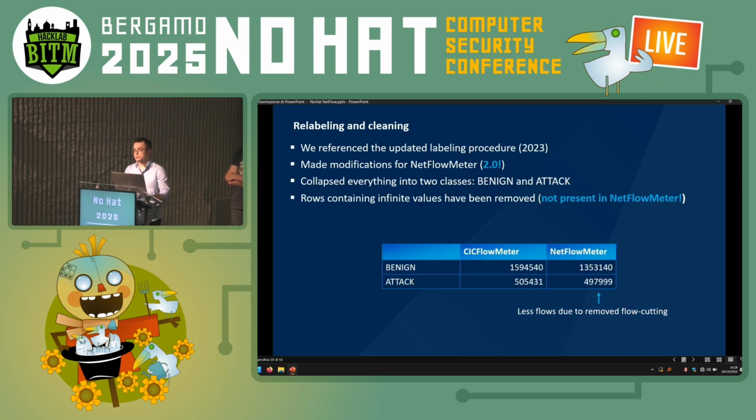So for our purposes, we relabeled the data, and to do so, we referenced the updated labeling procedure from 2023. But we made some modifications for NetFlowMeter, of course, the version 2. So then we collapsed everything into 2 classes. So we only have the classes called benign and attack.